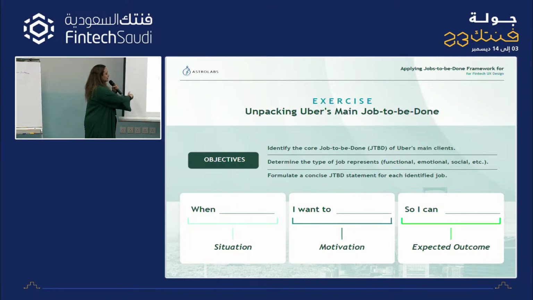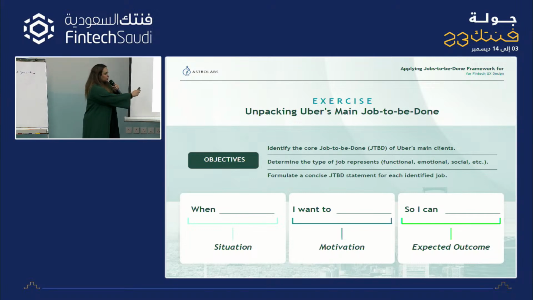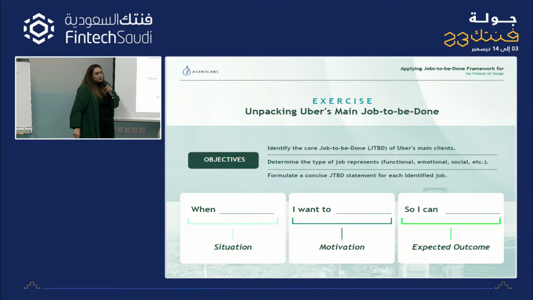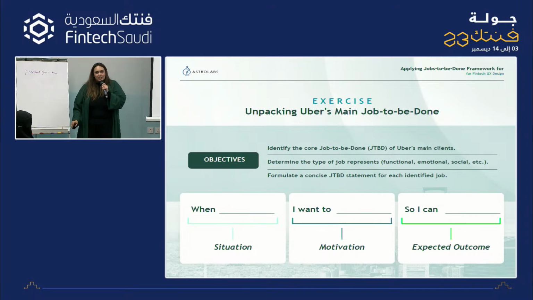And then we want to create this sentence. Formulate the statement. When, what is the situation? I want to, what's the motivation? So I can, expected outcome. Are you guys ready? Okay, let's do that together.